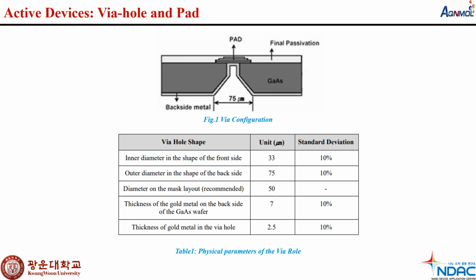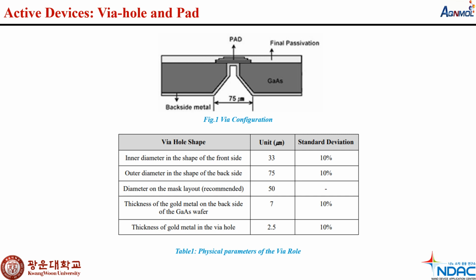In this slide, we will focus on via hole and pad. The backside via holes are used to connect the device or RF circuit on the front side to the metallized backside for grounding and thermal dissipation. The configuration and physical parameters of the via hole are given in the following figures, as we can see in figure number 1. After that, the physical parameters of the via hole.